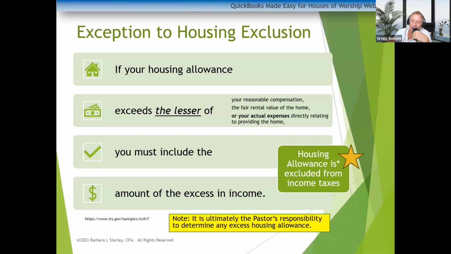What happens if the clergy is reporting an incorrect housing allowance? What are the risks? I think you've already kind of covered it, but there's no risk to you, but there's a risk to the pastor, right? Right. The risk to the pastor would be if they had too much housing allowance and they didn't report the excess as additional income. Under audit, they would have to prove that their housing allowance was correct.